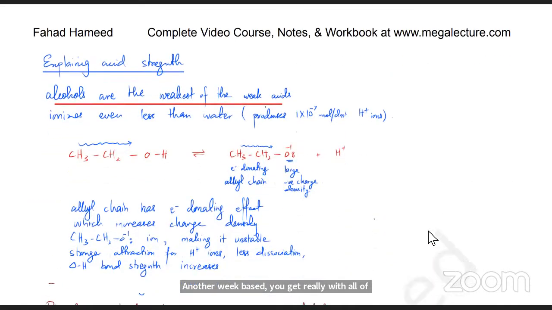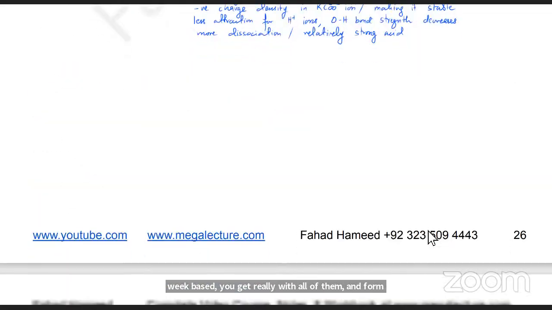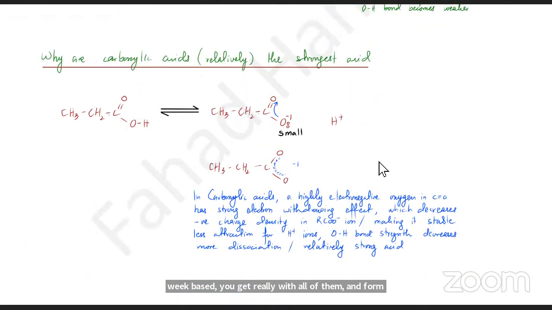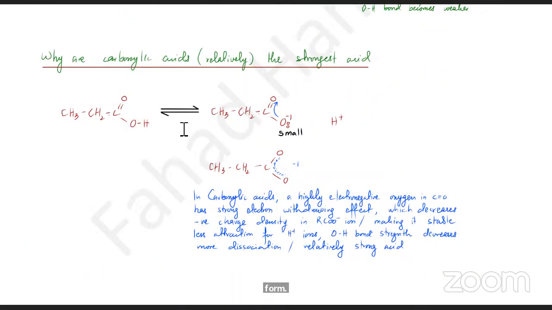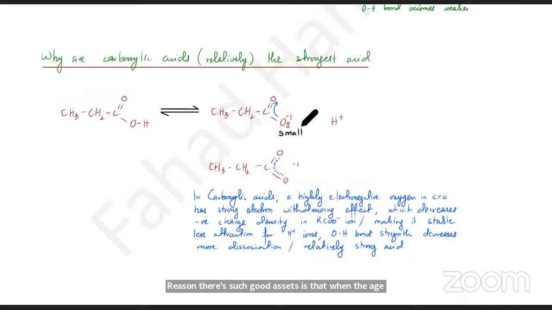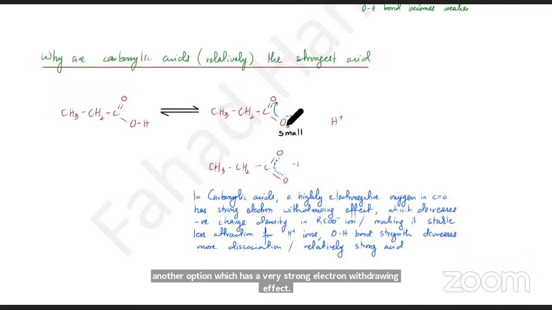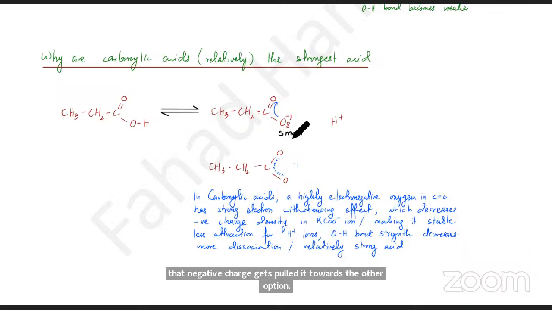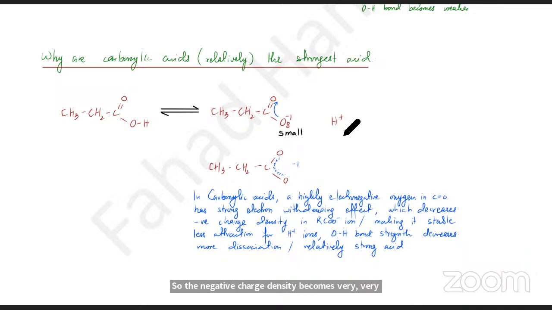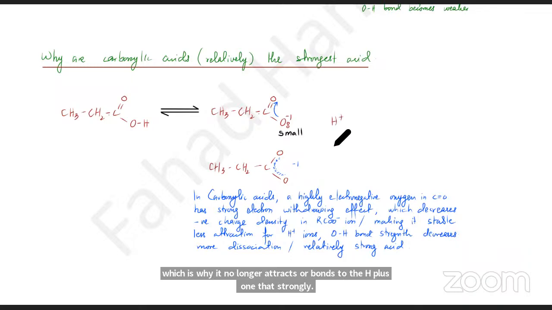So here he's talking about carboxylic acid. So we're going to straight away jump to carboxylic acids. Why are they such good acids? The reason they're such good acids is that when the H gets ionized, like as shown over here, what happens? The oxygen over here has a negative charge, but it has another oxygen which has a very strong electron withdrawing effect. So that negative charge gets pulled towards the other oxygen. So the negative charge density becomes very, very small, which is why it no longer attracts or bonds to the H+1 that strongly. So that's why it's easier for the H+1 to ionize.